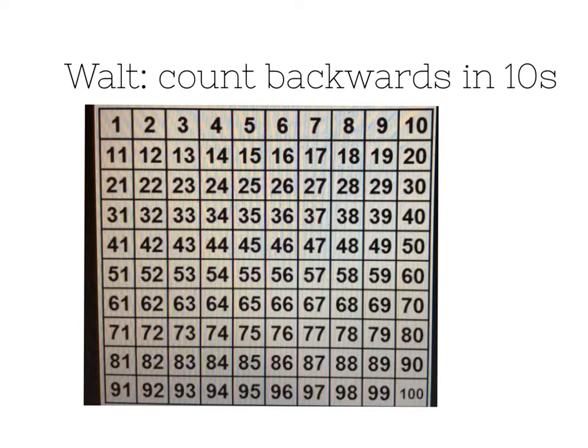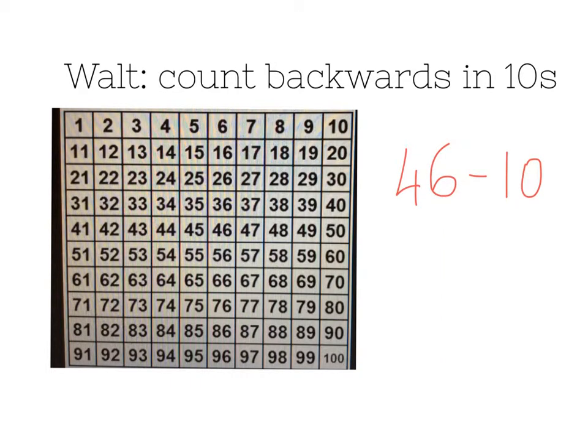We are learning to count backwards in tens. The equation we have is 46 take away 10. I know that the hundreds board has 46 right here. I could go back in ones, 1, 2, 3, 4, 5, 6, 7, 8, 9, 10, and the answer would be 36. That's a really slow way of doing this.